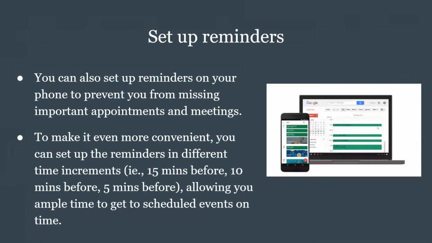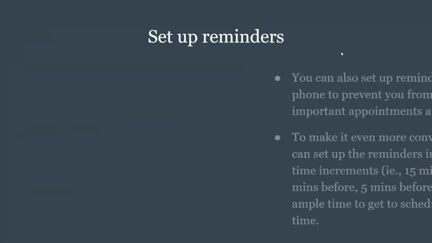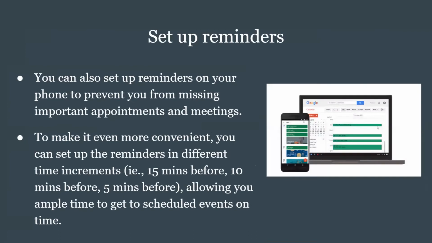You can also set up reminders on your phone to prevent you from missing important appointments and meetings. To make it even more convenient, you can set up the reminders in different time increments. Example, 15 minutes before or 10 minutes before or 5 minutes before. These are up to your own preference. And this allows you ample time to get to scheduled events on time.